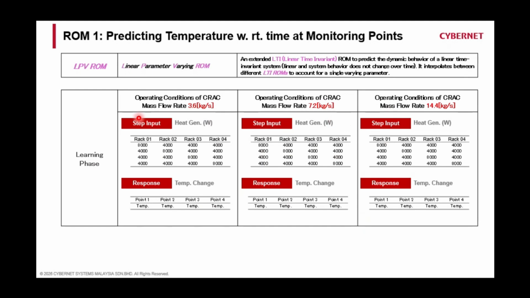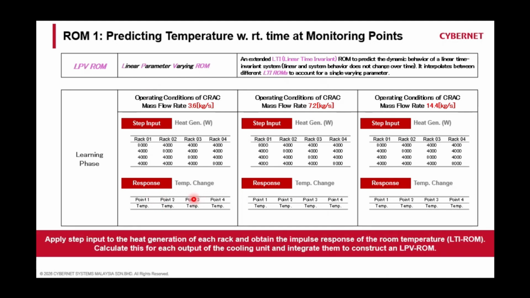One example of this is your C rack with various different flow rates, as I mentioned, different scenarios: 3.6 kilograms per second, or 7.2, or 14.4. This is the heat source for all the different racks, so you can see 8,000, 4,000. These are just different heat configurations. From there you get the response from this ROM for all these different scenarios. You calculate the output of each and integrate them to build this ROM.